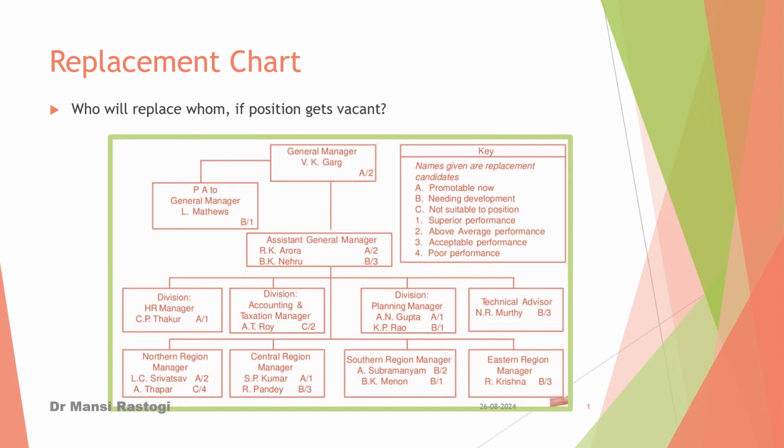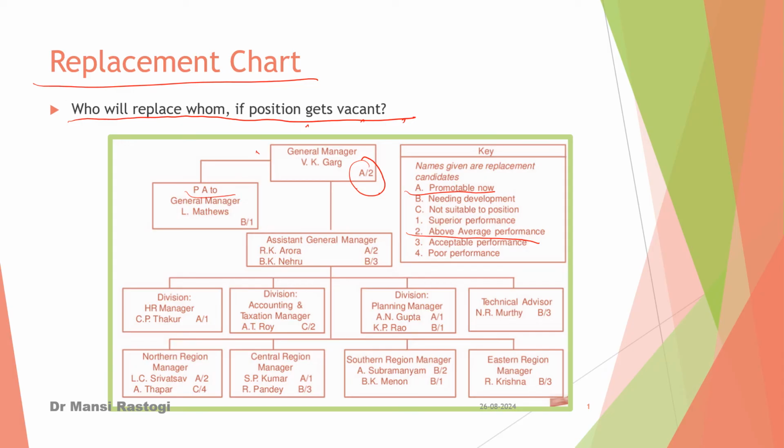So the fourth one is replacement chart. As I told in the contents as well, this is one of my personal favorites, and it answers this question: who will replace whom if the position gets vacant. So as you can see, there is general manager and the code is given A2. This is the key. A means promotable now and 2 means above average performance.